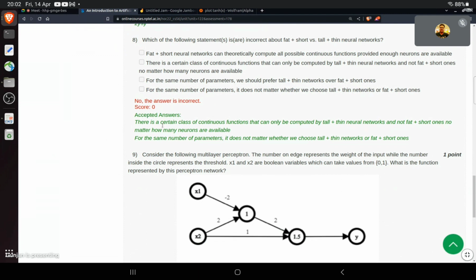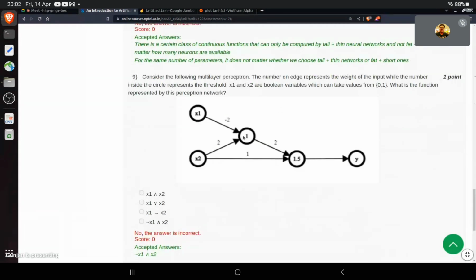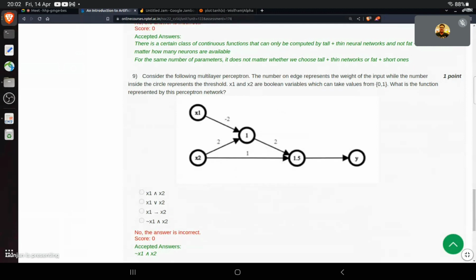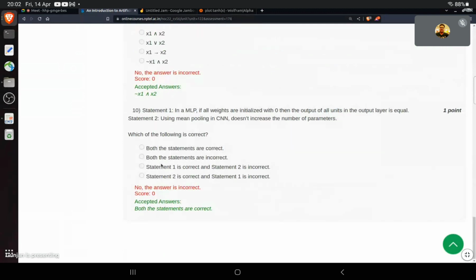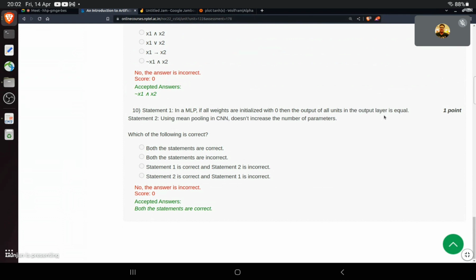Now consider the multi-layer perceptron. Even before this, let us solve this question. In an MLP, if all weights are initialized with 0, then the output of all units in the output layer is equal. Using mean pooling in CNN does not increase the number of parameters. So statement 2 is correct, right? Because the pooling layer does not have any weights associated with it.